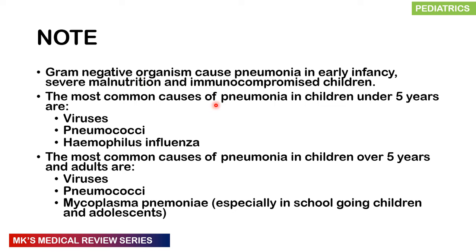And the most common causes of pneumonia in children below the age of 5 years are usually viruses, pneumococci, and Haemophilus influenzae. But of course, with Haemophilus influenzae, there's a vaccine that we're giving and the advent of antibiotics, so the worldwide numbers and the ratios have actually reduced. And the most common causes of pneumonia in children over 5 years and adults are going to be viruses, pneumococci, and Mycoplasma pneumoniae, like I said, especially in school-going children and adolescents.